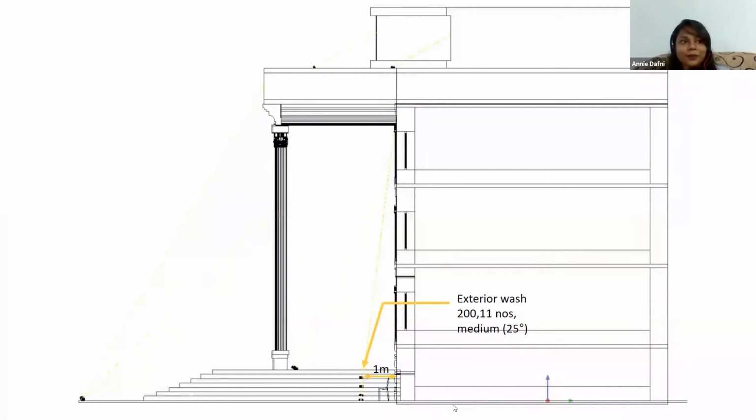Sorry. So here, if you notice, I've maintained an offset of 1 meter from the building. Now, it is possible to go much closer to the facade. The minimum recommended distance would be 200 meters from the wall.